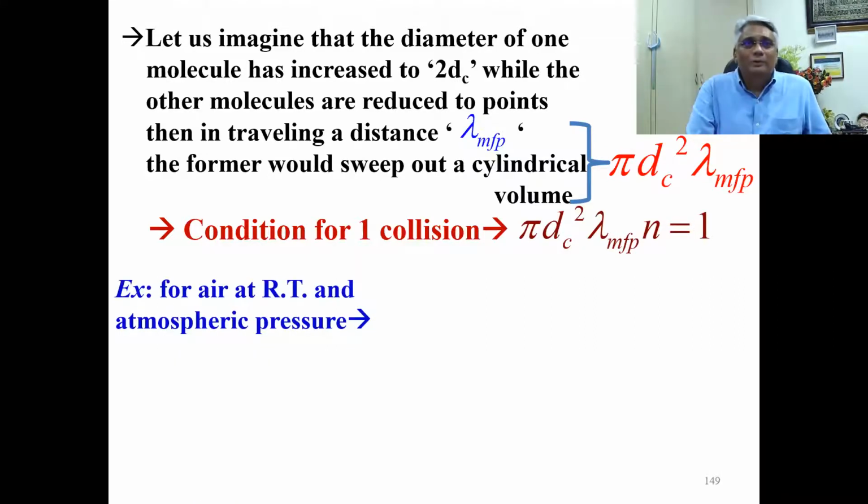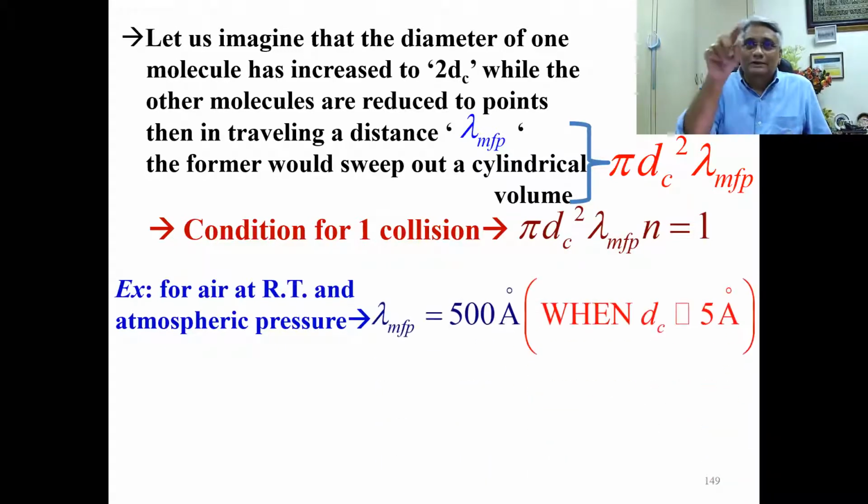Then as an example, take the mean free path for air at room temperature and atmospheric pressure, when dc is considered to be approximately 5 angstroms. That box you see should have been the approximately-equal symbol. So when dc is approximately 5 angstroms, the mean free path for air at room temperature and atmospheric pressure turns out to be about 500 angstroms. That is 50 nanometers.